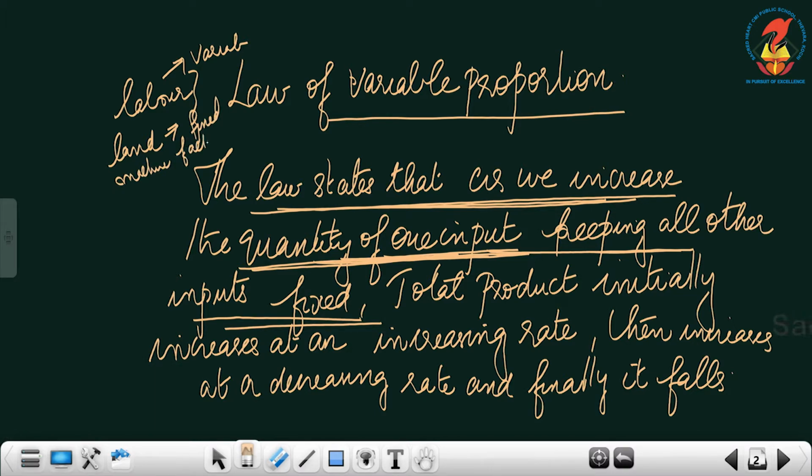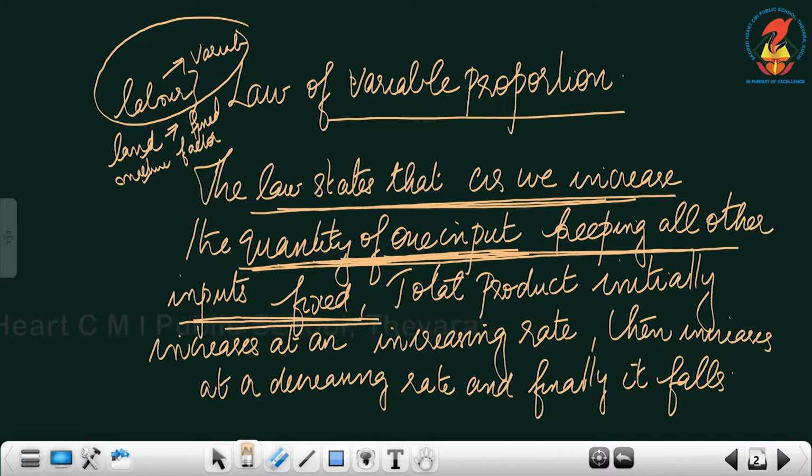Now here the law of variable proportion says that when we are increasing the quantity of one input, the input that we are going to increase is labor, the variable input, keeping all other inputs fixed. All other inputs means land, machines, all other inputs are kept fixed. What happens to total product? That is what the law of variable proportion says.